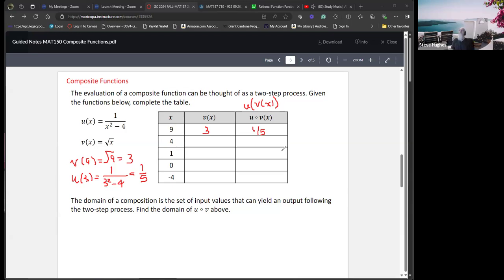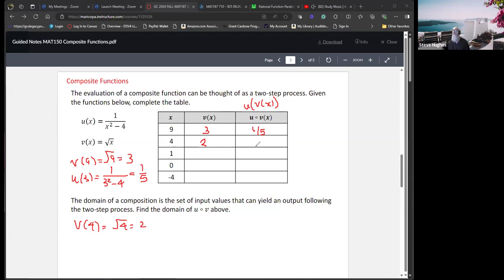All right, so what did you guys get for v of 4? What should go in my first column there? What's v of 4? 2, right? Exactly. V of 4 is 2. I'm taking the square root of 4, which is 2. So v of 4 equals the square root of 4, which is 2.